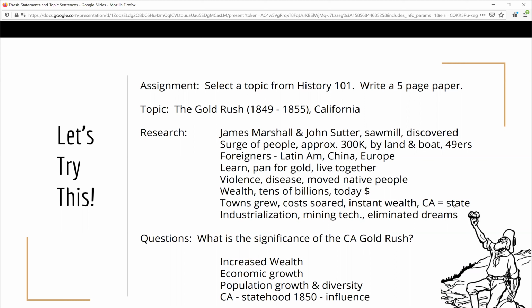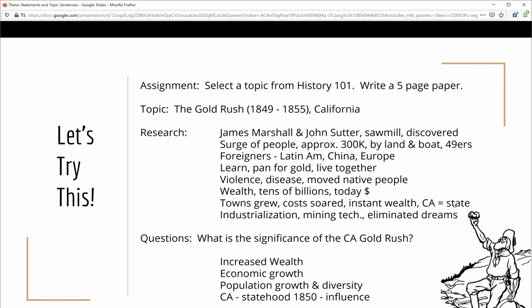The gold rush occurred in California from 1849 to 1855. James Marshall and John Sutter, owners of a sawmill, were the first to discover gold. After their find, a surge of people, approximately 300,000, traveled by land and boat to get to California. These new miners were given the name the 49ers. Many of the miners were foreigners who immigrated from Latin America, China, and Europe. They were forced to learn how to pan for gold and how to live together.